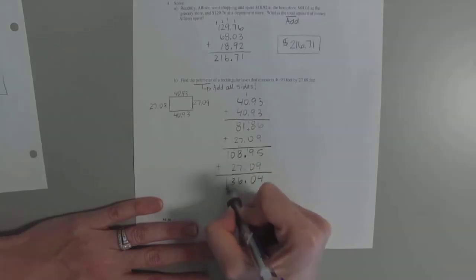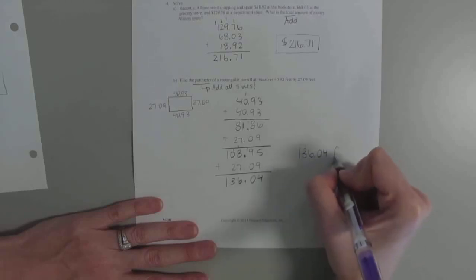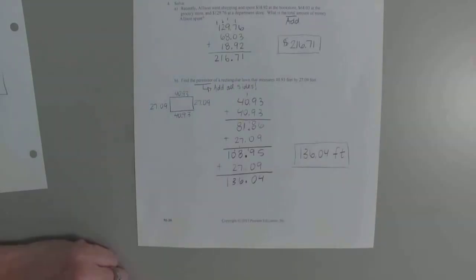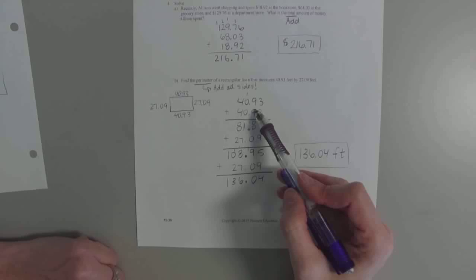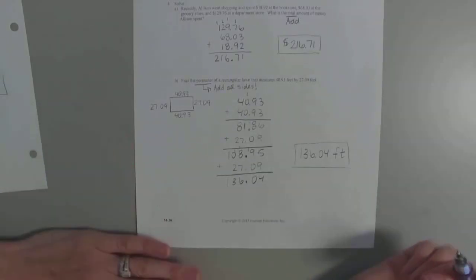5 plus 9 is 14. 1 plus 9 is 10. Put your 0 down, carry your 1, but bring your decimal. 1 plus 8 is 9, plus 7 is 16. Oh my goodness. 1 plus 0 plus 2 is 3. And then 1. Does that look right? Yep. 136 and 4 tenths or hundredths of feet.